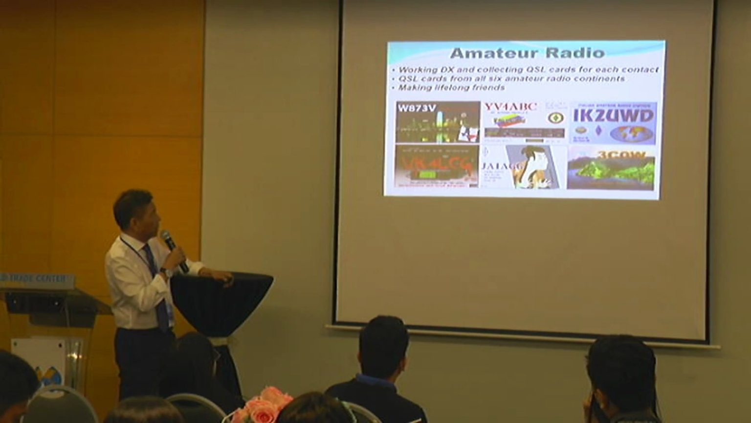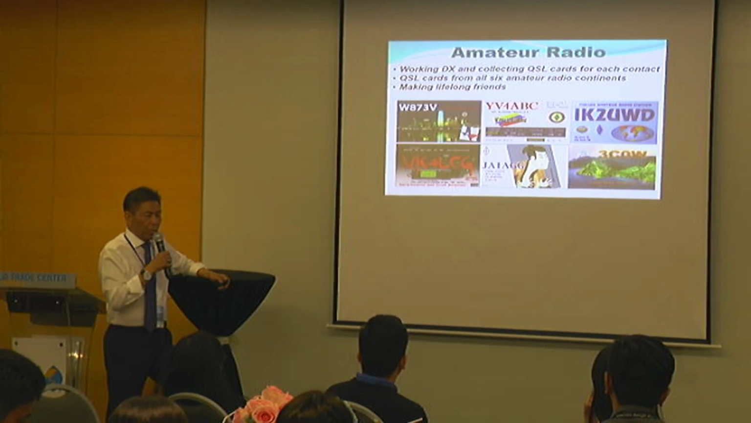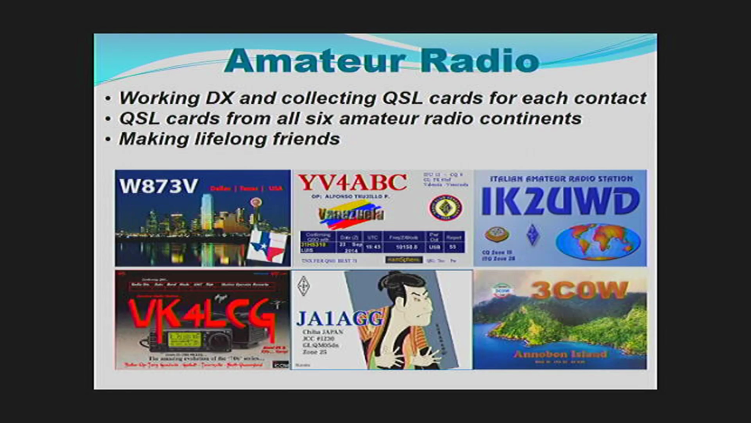Top left is North America, and that's from, I believe, Texas. Next to it is Yankee Victor 4, which is from Venezuela. And the one next to that is India Kilo 2, which is in Italy. And the bottom one to the left is Victor Kilo 4, which is from Australia. And next to it is Japan Alpha 1, which is from Japan. And then 3 Charlie 0 is from Africa. So this you could do.